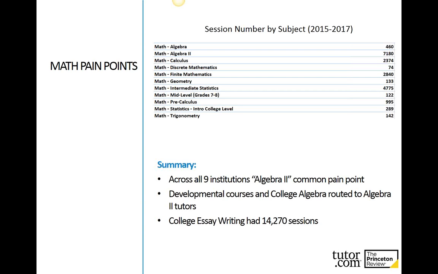So looking first at all of the institutions, when we were looking at the 84,740 sessions, we specifically zeroed in on the math. Those are often those gateway courses that are at the beginning of the pathway, and so we wanted to see where the students are struggling in that area.